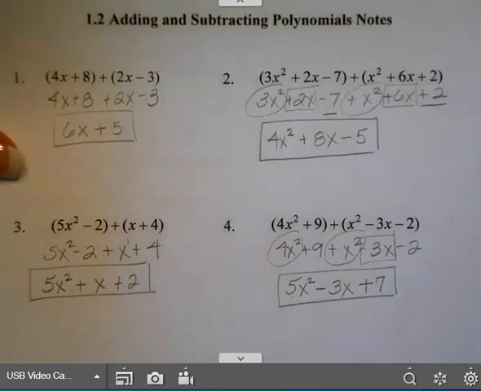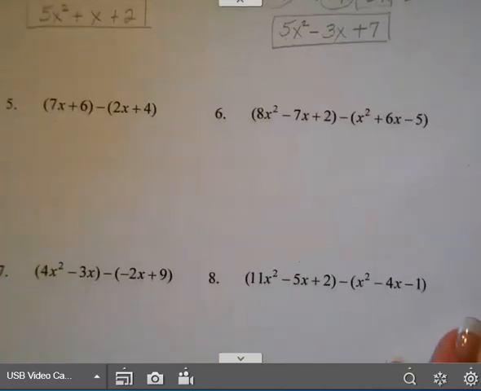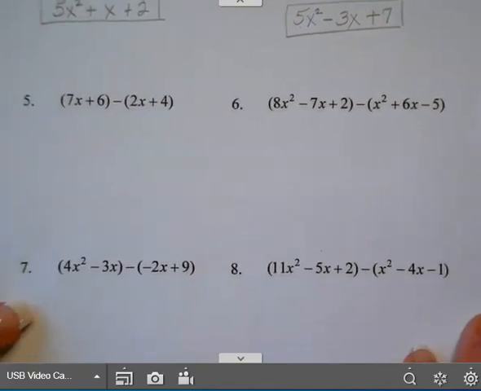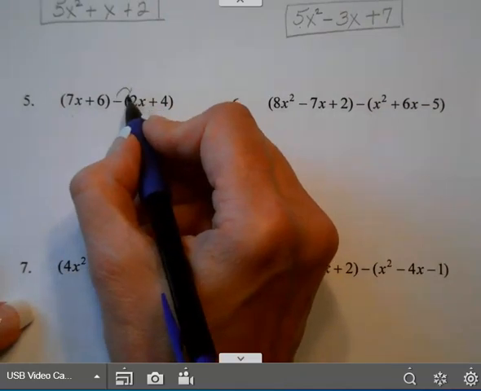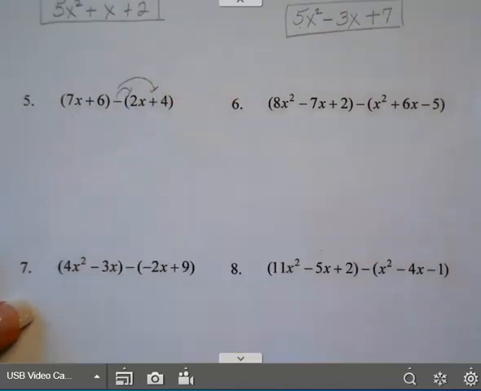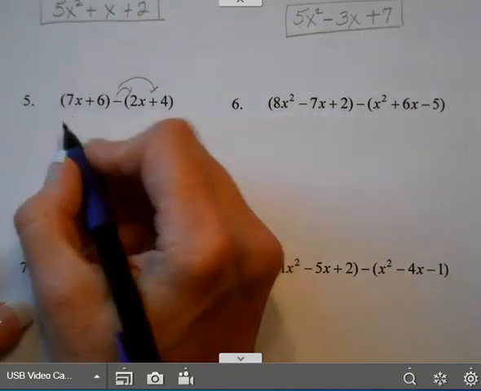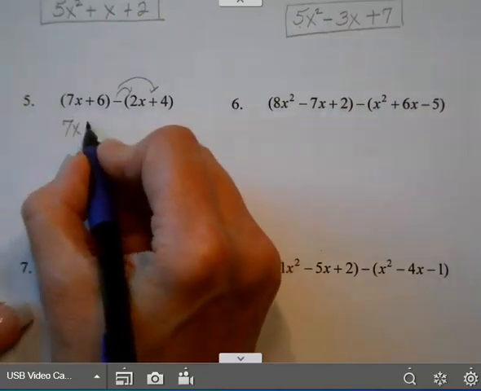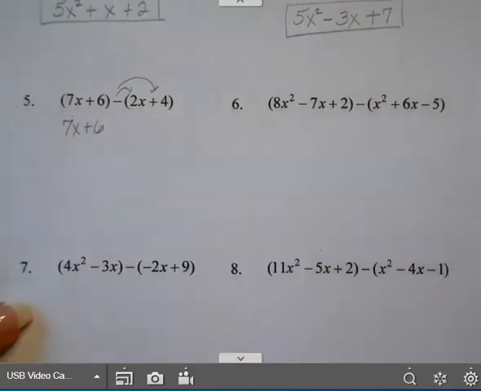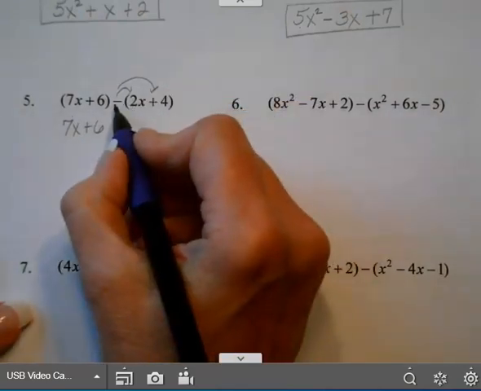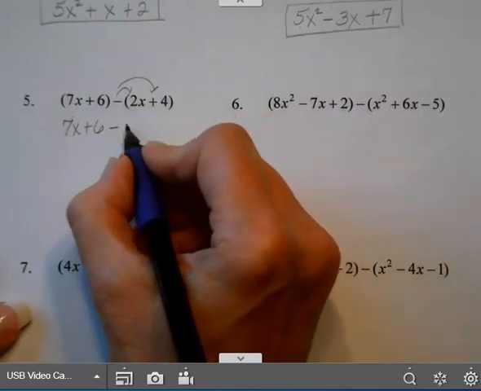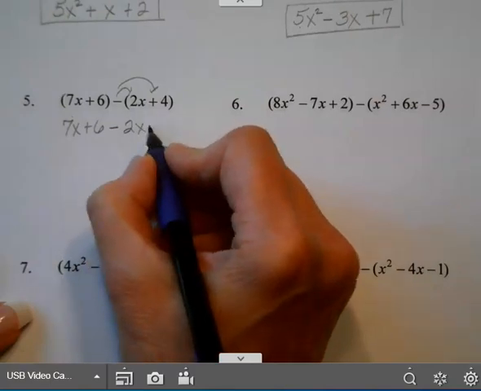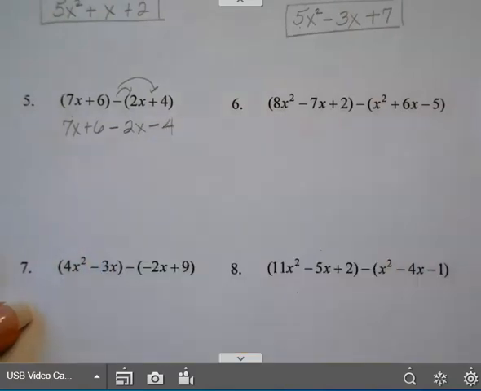I'm going to scoop my paper up. We're going to move on to subtraction. When you have subtraction, you have to distribute that to everything in the next set of parentheses after that subtraction sign. The first one will stay the same. You can drop the parentheses. But I have to subtract everything in the second set of parentheses. So I get minus 2x, then minus 4.